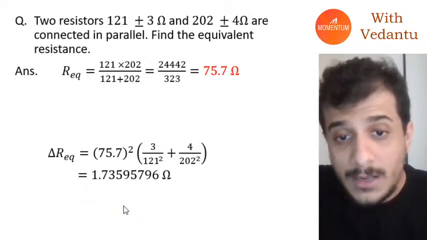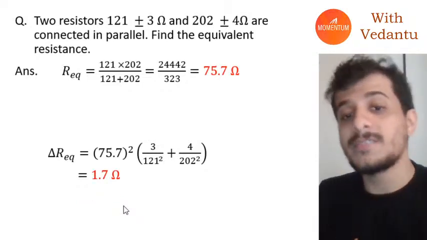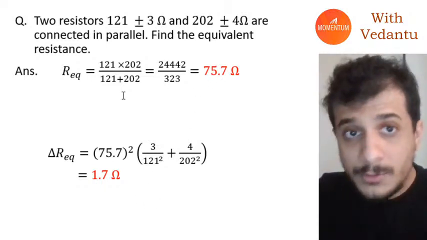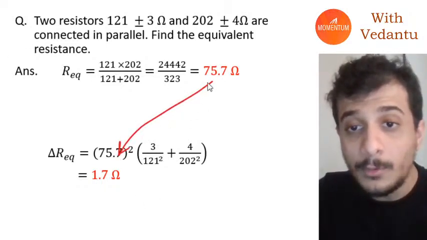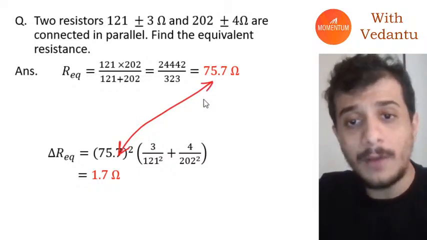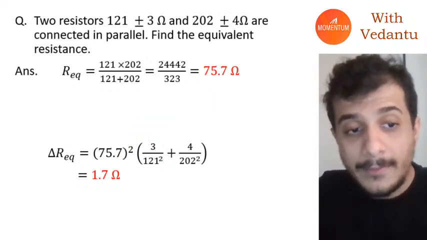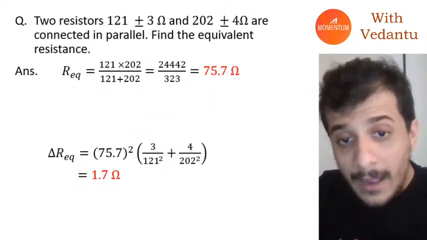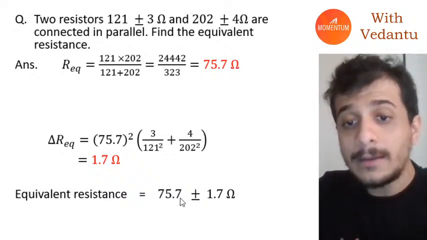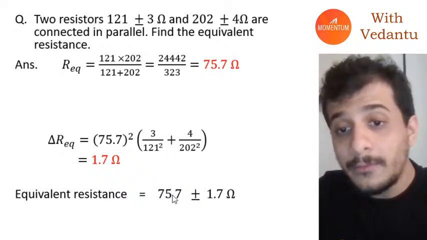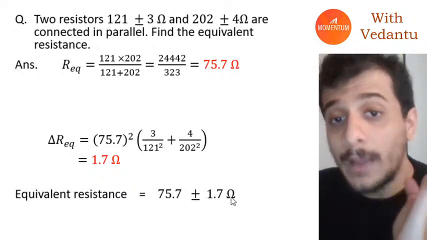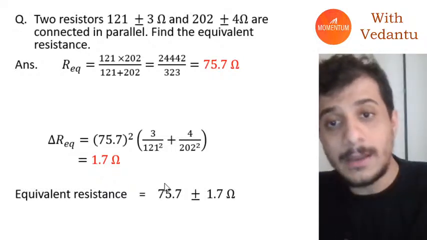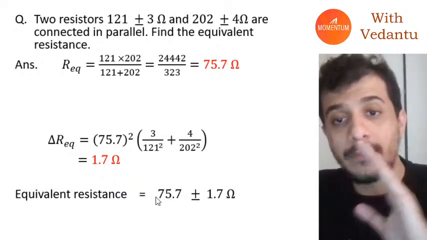So this will just become 1.7 ohm. Both of them should have the same number of decimal places. So if I write the actual error, the equivalent resistance, it will be 75.7 plus or minus 1.7 ohm. This is how you calculate, guys, and this is how you get the correct answer.